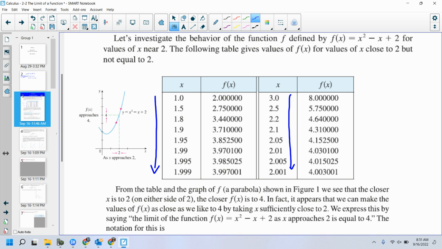Now, did we ever calculate the value of the function at 2? No, we never actually did that. Could we in this one? Yeah. You plug in 2 to that function, what do you get? 4 minus 2 plus 2. Oh, 4 minus 2 plus 2 is 4, right? So I can actually calculate the value of this function. So this seems like kind of ridiculous to do this.